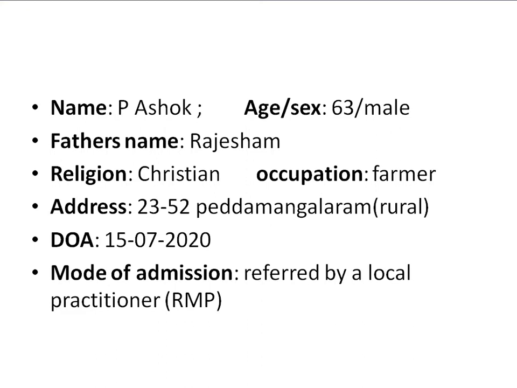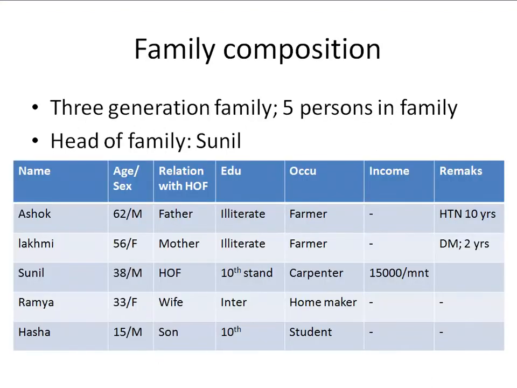So now to family composition. It is a three generation family consisting of 5 persons, and the head of the family is Sunil. Sunil is the son of Ashok, the patient we are discussing. Coming to each individual: Ashok, 62 years, male, is the father of the head of the family, a retired farmer, having hypertension since 10 years. Lakshmi, 56 years, female, mother, illiterate, farmer, having diabetes since 2 years. Sunil is the sole earner of the family; he is a carpenter and earns around 50,000 per month, and his education is 10th standard.